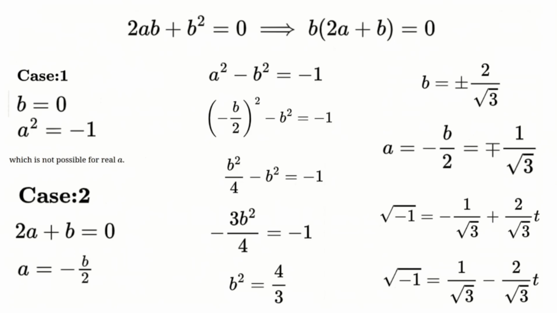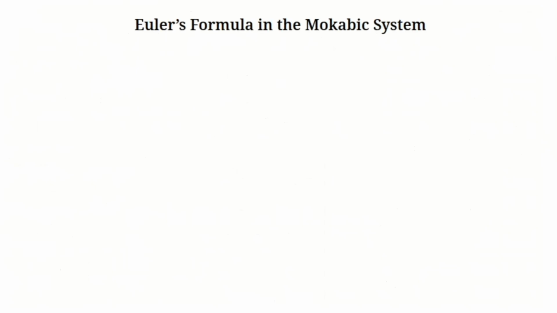Euler's formula in the Mokabic system. In the complex system, Euler's formula states that e raised to the power of I times theta equals cosine theta plus I sine theta.